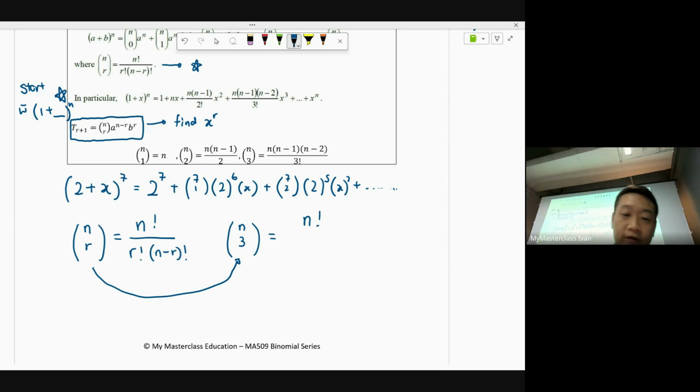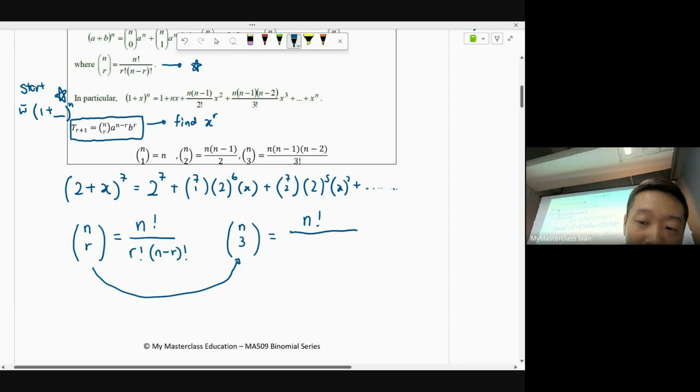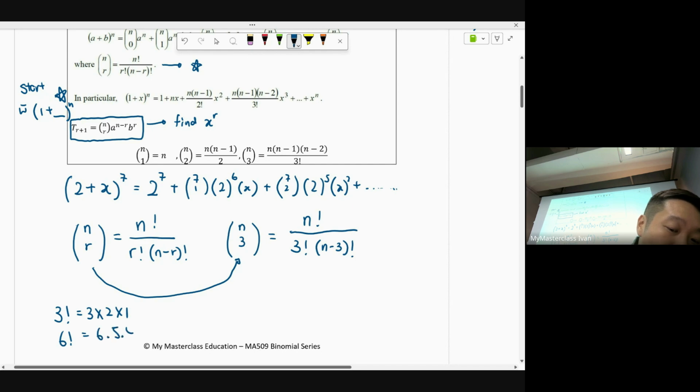Okay, n factorial. Now the r is 3, over 3 factorial, then (n - 3) factorial. What does factorial mean? You multiply the next number that is lesser by 1, until it reaches 1. What does 3 factorial mean? 3 factorial means 3 times 2 times 1. Understand or not? 6 factorial means what? 6 times 5 times 4 times 3 times 2 times 1.